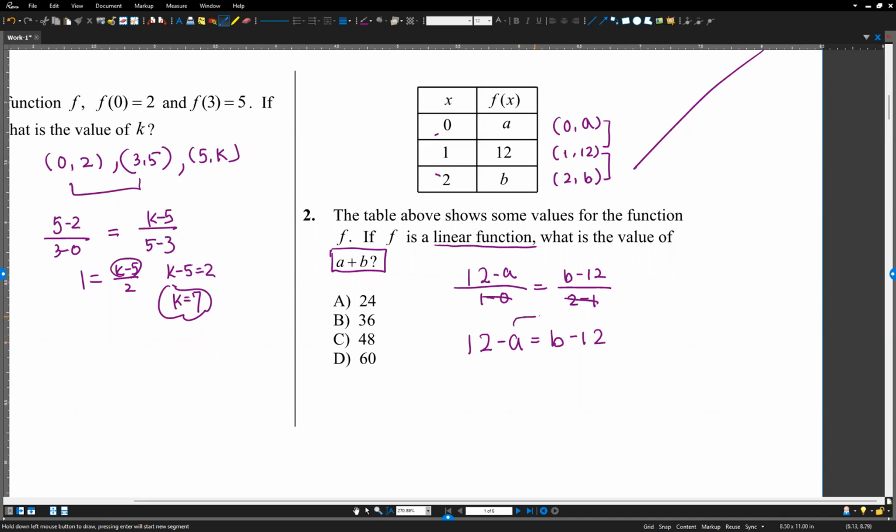Move this one to the right, plus a. Now you got 12 equals a plus b minus 12. The constant negative 12 moves to the left, plus 12. So a plus b equals 12 plus another 12, which is 24. That is the answer.